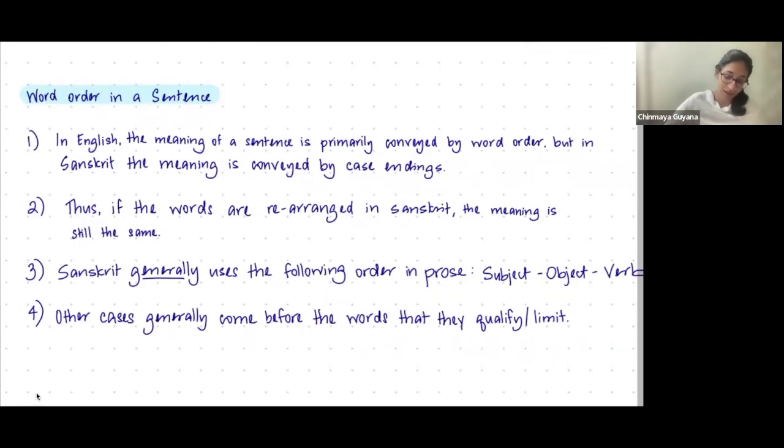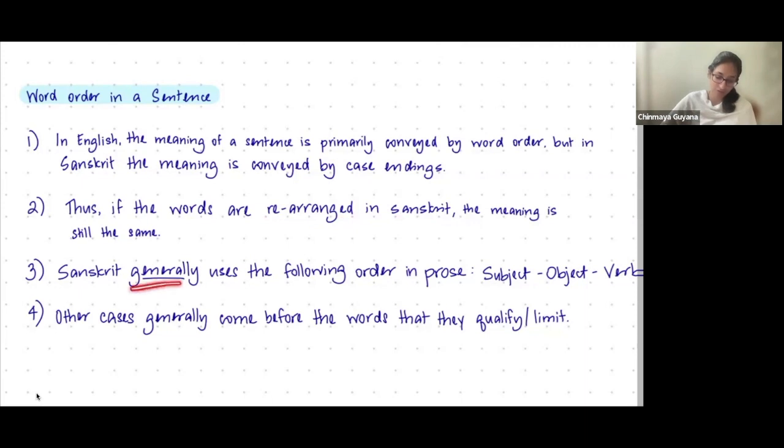Okay? In English, the meaning of a sentence is primarily conveyed by word order. But in Sanskrit, the meaning is conveyed by case endings. Does that make sense? That is what I just told. Right? Word order: Hanumanji eats a dosa. What is eaten is determined by the placement of what comes before and after the verb. Now, thus, if the words are rearranged in Sanskrit, the meaning is still the same. We saw that also.